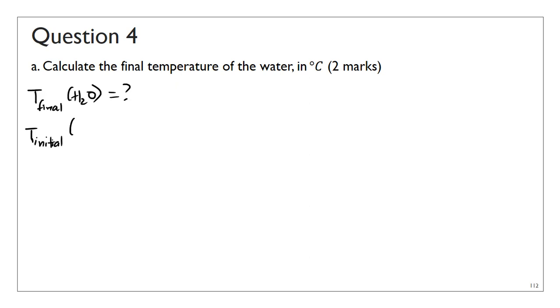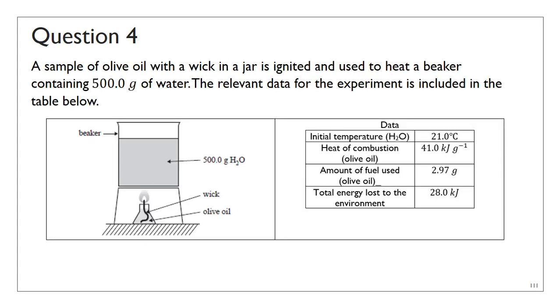Initial temperature of H2O is 21 degrees Celsius. So in order to find the final temperature, if you're given the initial, essentially what it means is that you need to determine delta T of H2O. In order to find delta T, you probably need to find energy. So you need to find the energy absorbed by the water, and then you can use mc delta T from there. Now, you're also given the heat of combustion of olive oil.